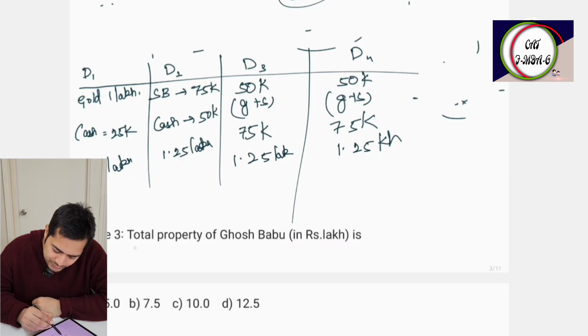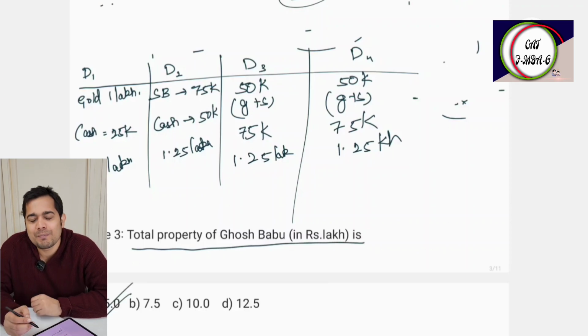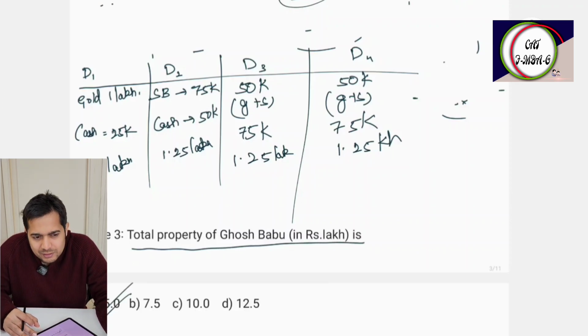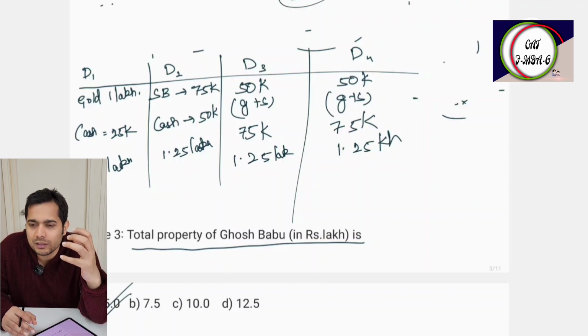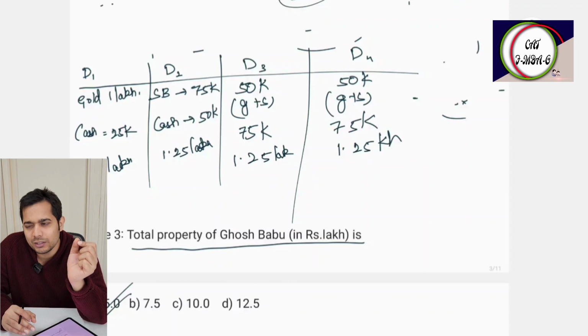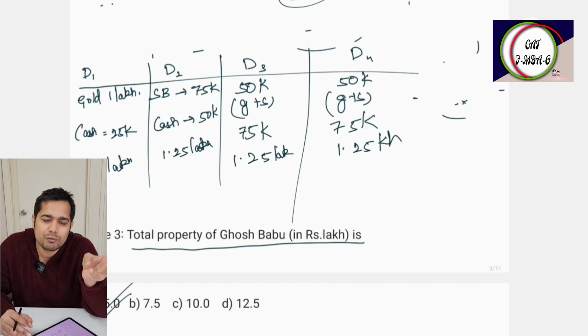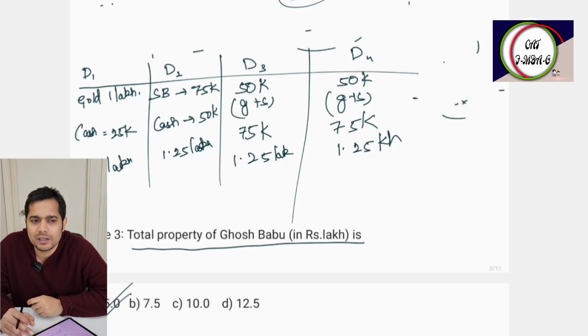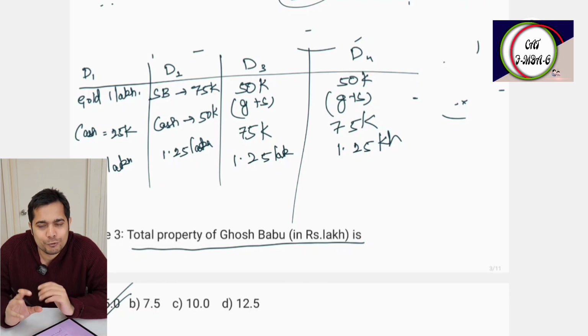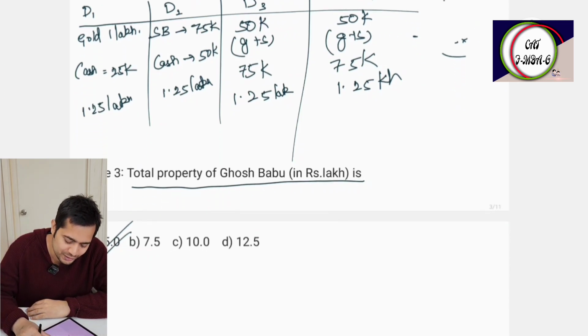The question asks for the total property of Ghosh Babu in lakhs, which is 5. Easy, simple, done, super easy. See, in DI sets or logical reasoning sets, your prime focus should be first to understand the question, take as much information as you can, deduce as much information as you can, and then once you are clear with the concept, when you start answering the subsets of the questions 3, 4, 5, 6, which in a DI set are generally 5 questions, they are not going to take a lot of your time. This is the trick which we use in DI sets.